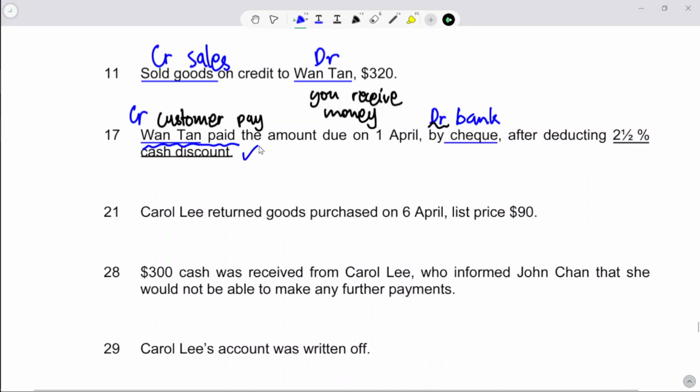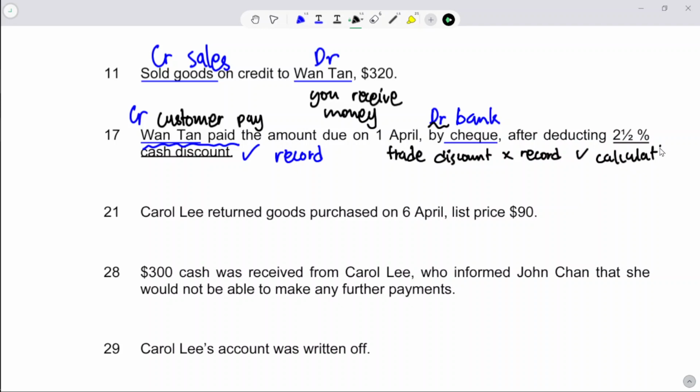For cash discount, we record. If there is something called trade discount, we don't record it, we only do calculation. It's for your info.